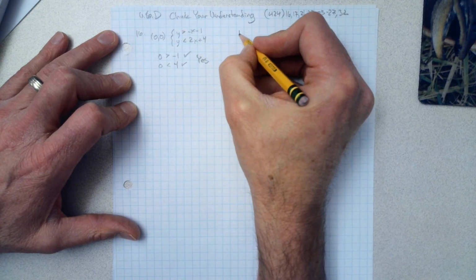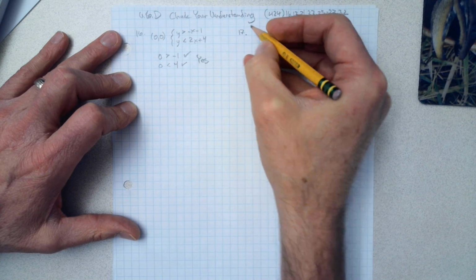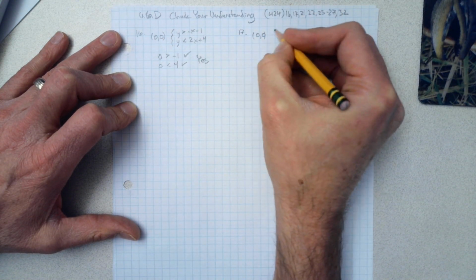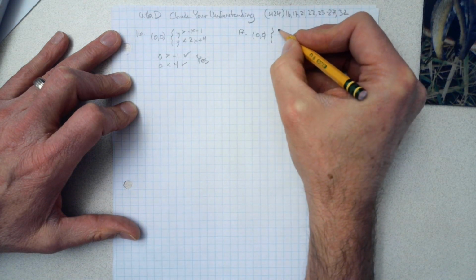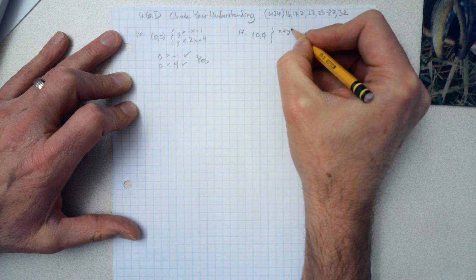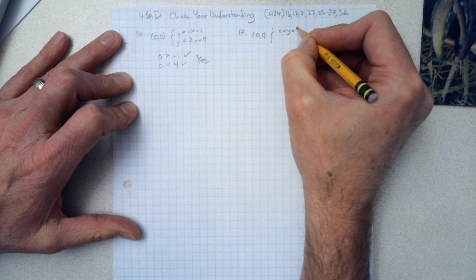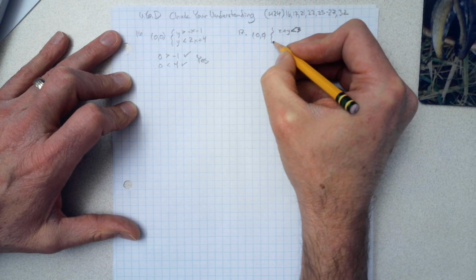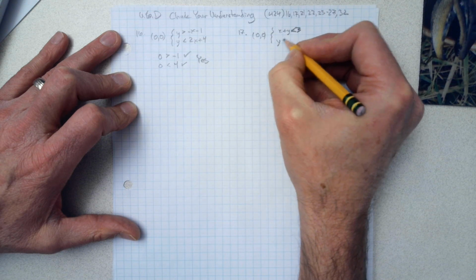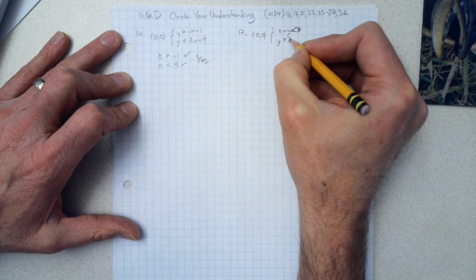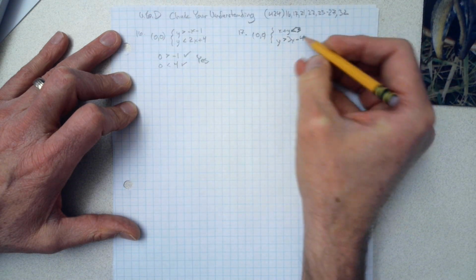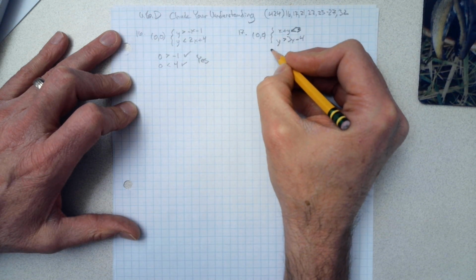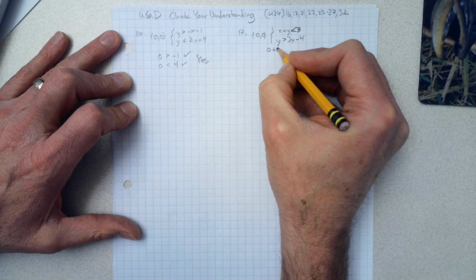Problem number 17. They give me the point (0, 0) again. And the system is x plus y is less than 3, and y greater than 3x minus 4. So we'll test the first equation, put the zeros in.